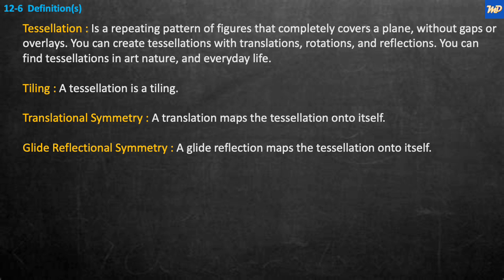Translational symmetry. A translation maps the tessellation onto itself. Glide reflectional symmetry. A glide reflection maps the tessellation onto itself.